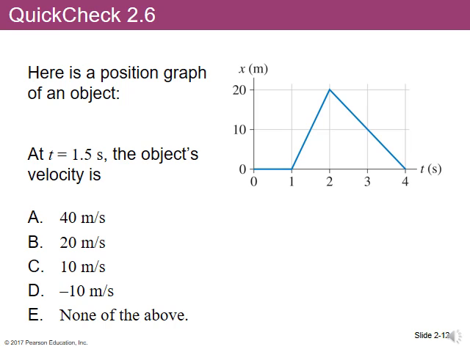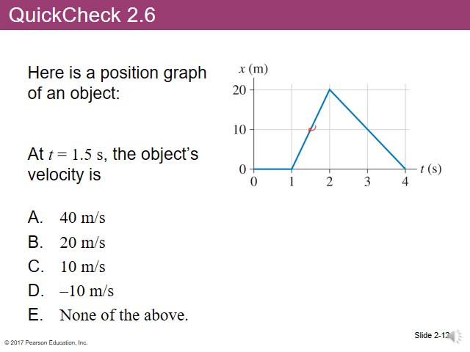So, let's look at a couple more examples. Here's a position graph of an object. At t equals 1.5 seconds, what is the object's velocity? Well, this is a case where we are not specifically given an equation. So what do we need to do if we're not given an equation? We need to just find the slope directly.